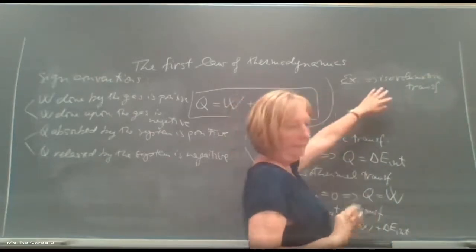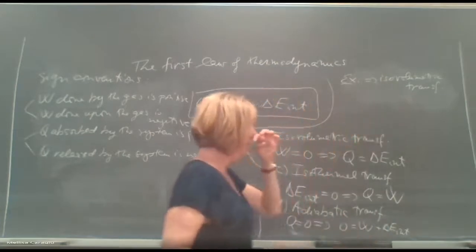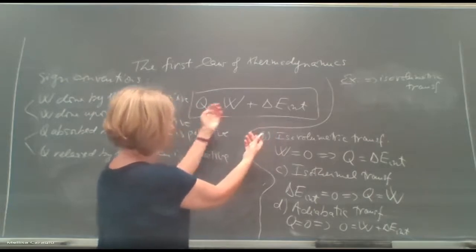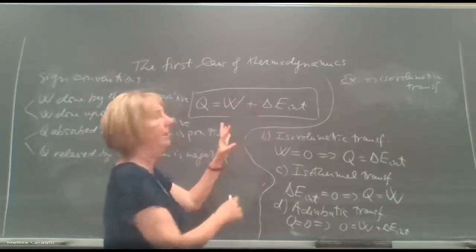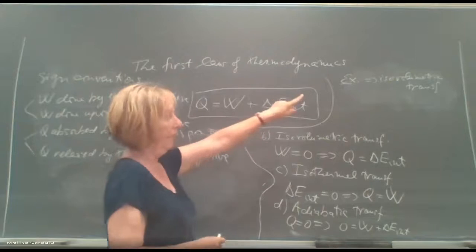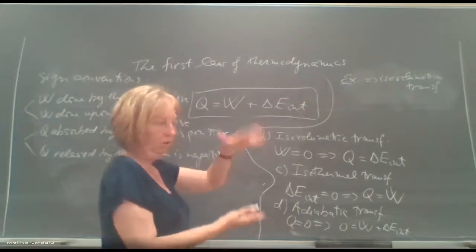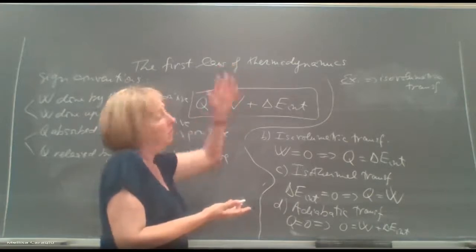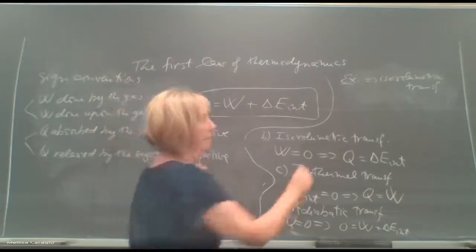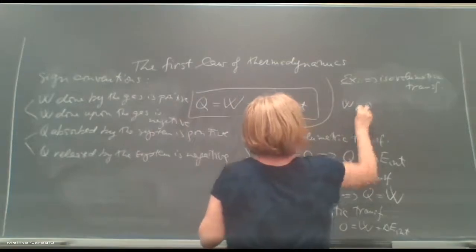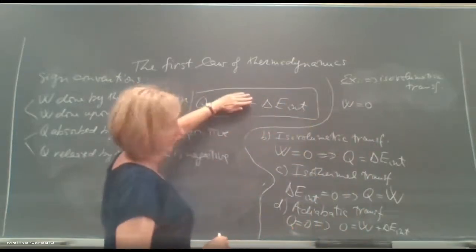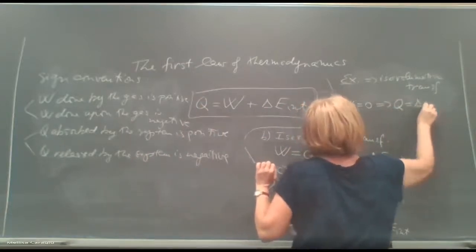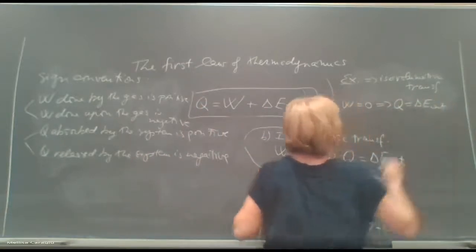You've decided it's an isovolumetric transformation, then you go back to the formulation of the first law, which says Q equals work plus change in internal energy. Then you recall, if it's isovolumetric, the volume does not change, so there is no work. The gas doesn't do work, you didn't do work on the gas. So work is 0. If work is 0, it follows from the first law, Q equals change in internal energy.